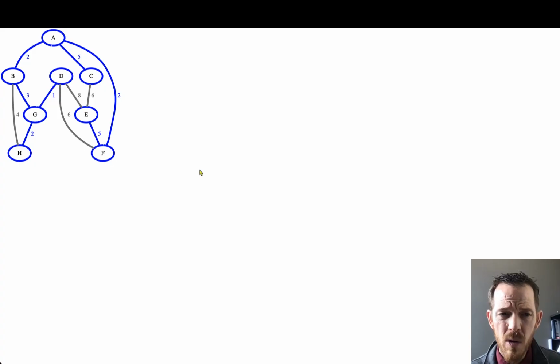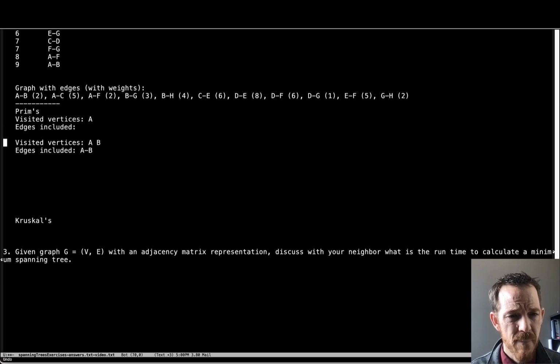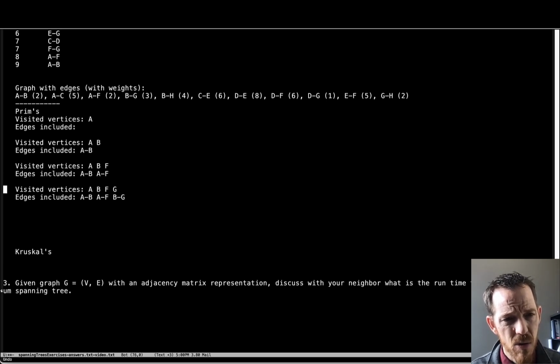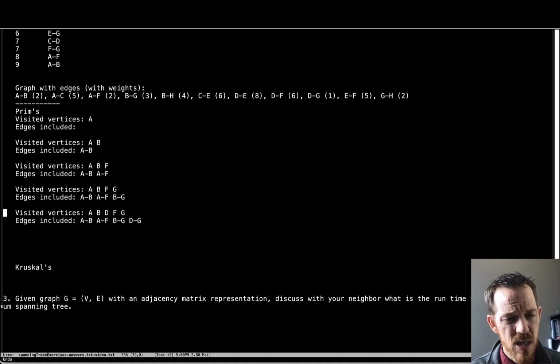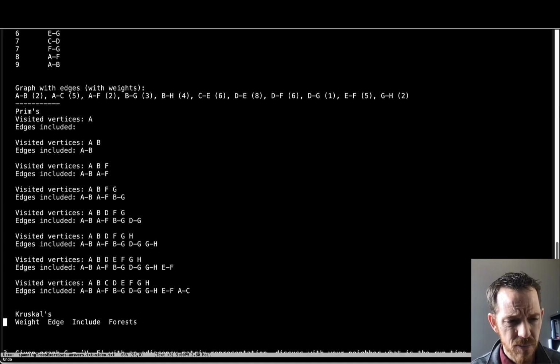And there we go. We now have a tree. There are no cycles if you only consider the blue lines here, and it is of a minimum weight. We can see this textually here, going through, adding in the edges, adding in the vertices and the corresponding edges. Now let's talk about Kruskal's.